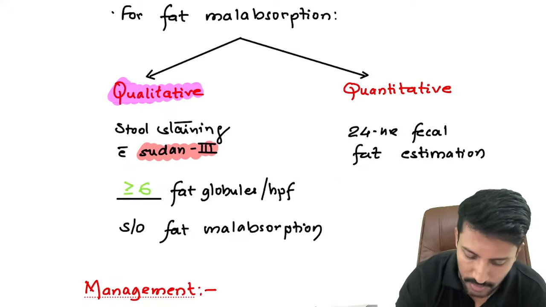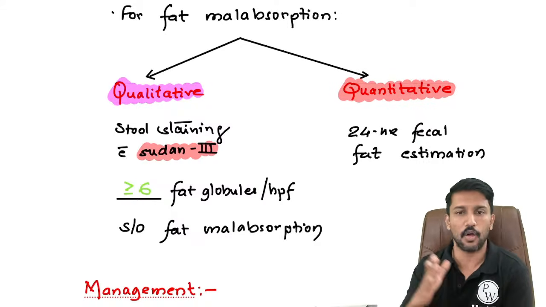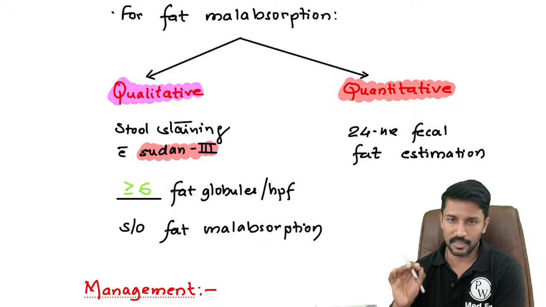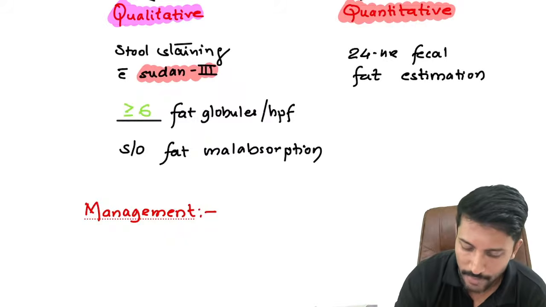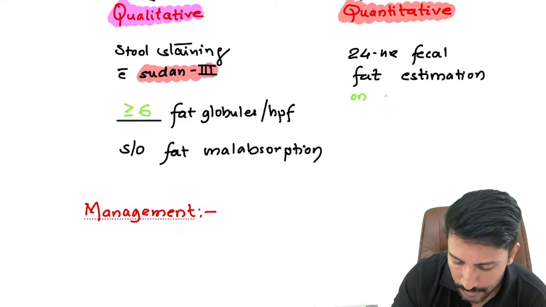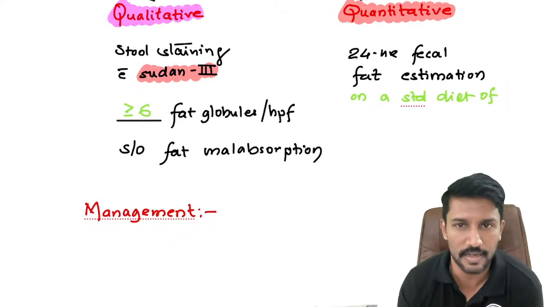So what is a better method? The better method is to quantitatively estimate how much fat is being excreted in the stool. So we will do a 24-hour fecal fat estimation on a standard diet. So basically the intake of fat is being standardized.